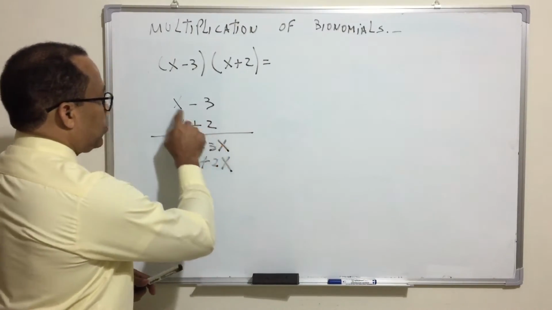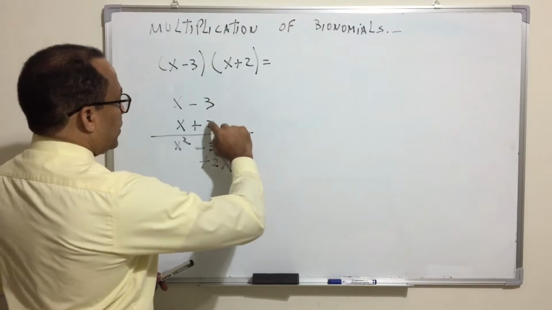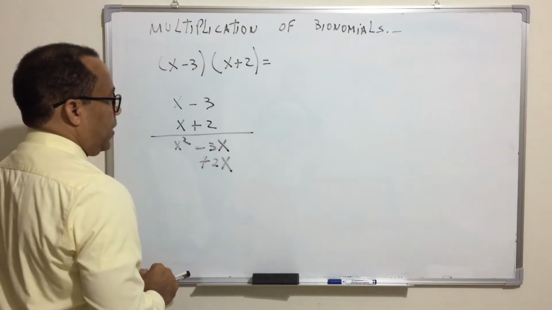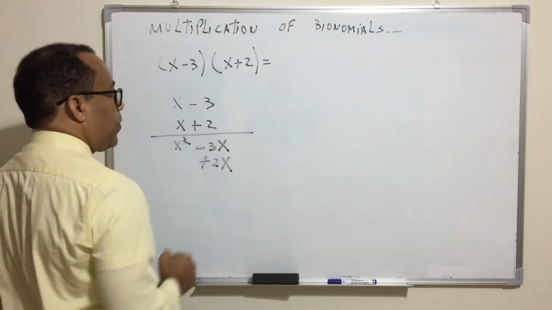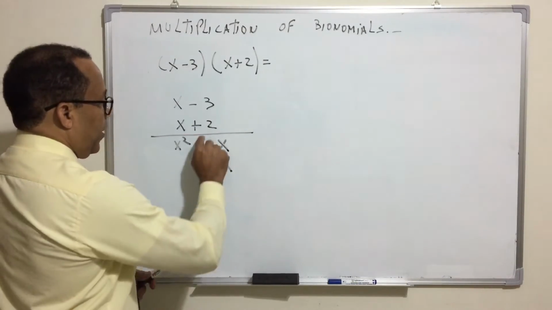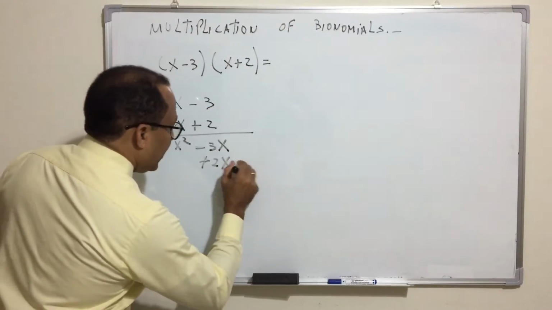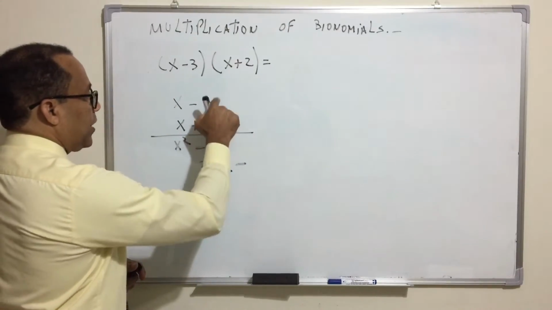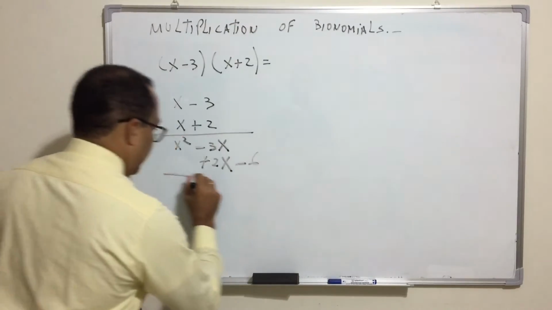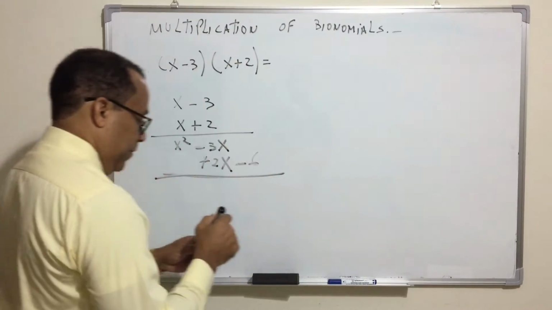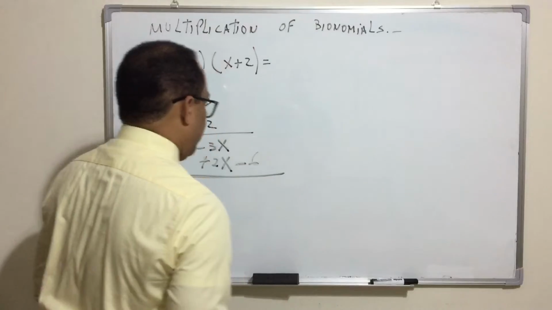Once you multiply 2 times x, now we multiply 2 times 3. Before we multiply the numbers, let's multiply the signs. Positive times negative equals negative. 2 times 3, 6. Let me change to the blue marker.